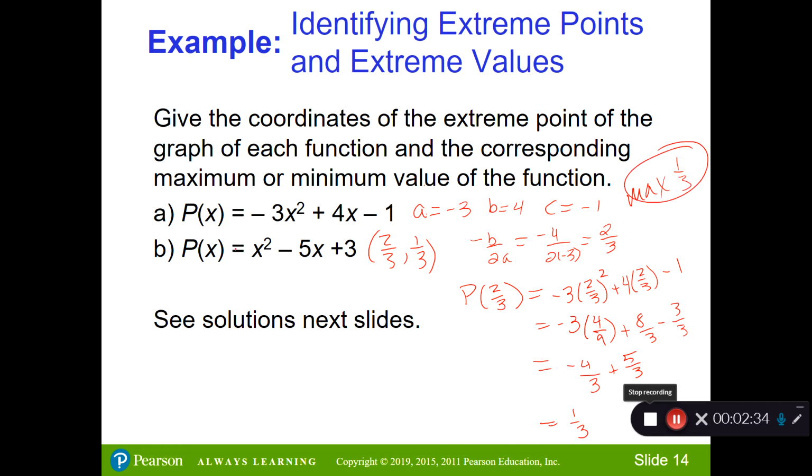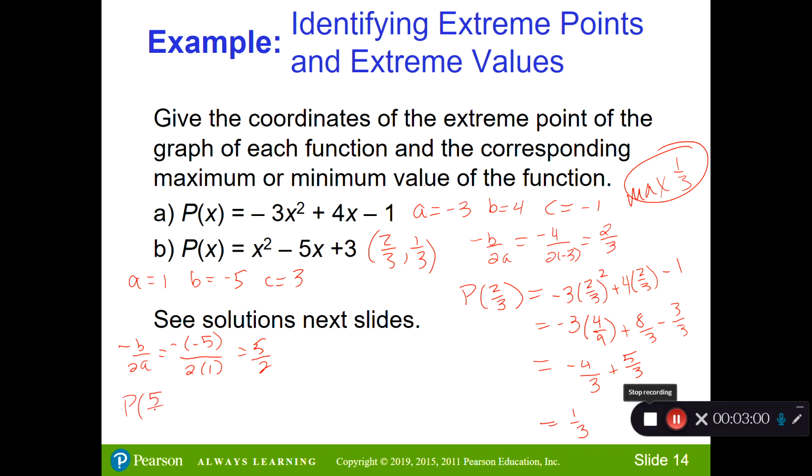All right, let's do the same thing for the second equation. My a is the coefficient of the x squared, that's a positive 1. b is a negative 5, and c is a positive 3. So negative b over 2a would be negative 5 over 2 times 1. That's 5/2. All right, let's plug that in to get the y-coordinate.